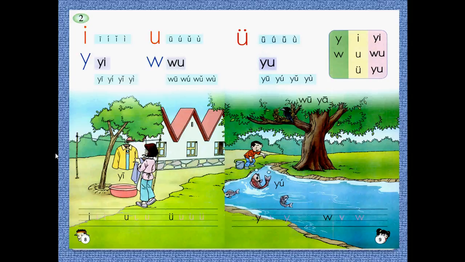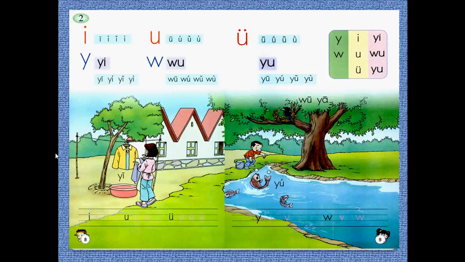So you can see, as I mentioned, there are 23 initial consonants and also 24 compound vowels. So you can see Y is like Y in English. In Chinese, it is yi. It is an initial consonant. And combined, yi is a compound vowel.